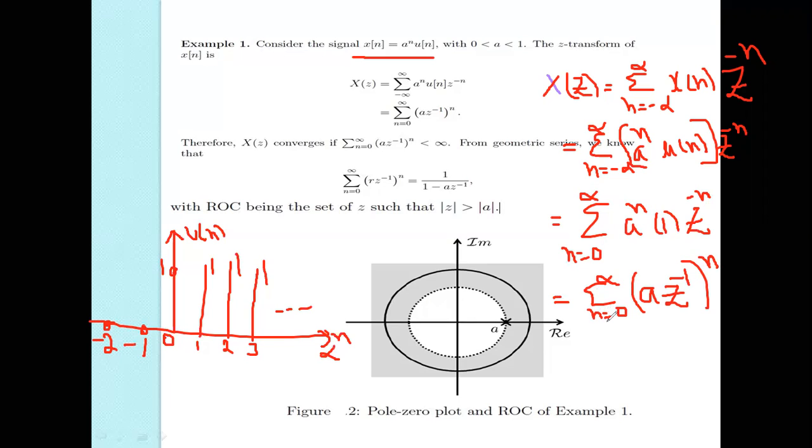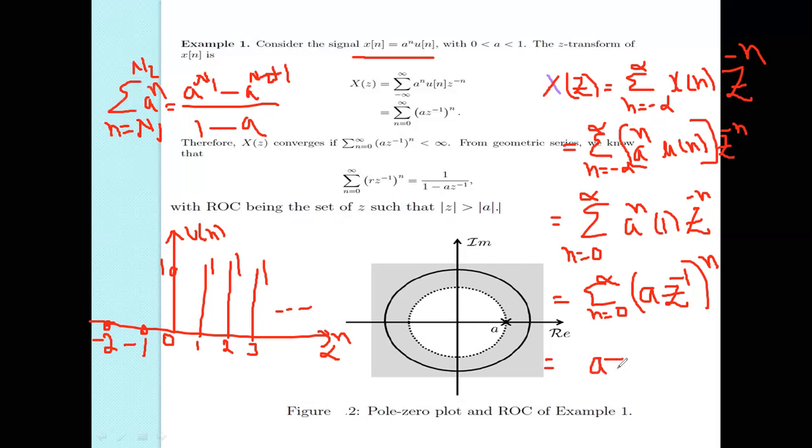Now it looks like the sum over n from n1 to n2 of a power n. So what is the formula we have? The sum over n from n1 to n2 of a power n equals a power n1 minus a power n2 plus 1, divided by 1 minus a. This is the formula we have. Instead of n1, here 0 is there. So what is the a here? A power n is equal to, what is the a? Totally a into z power minus 1.